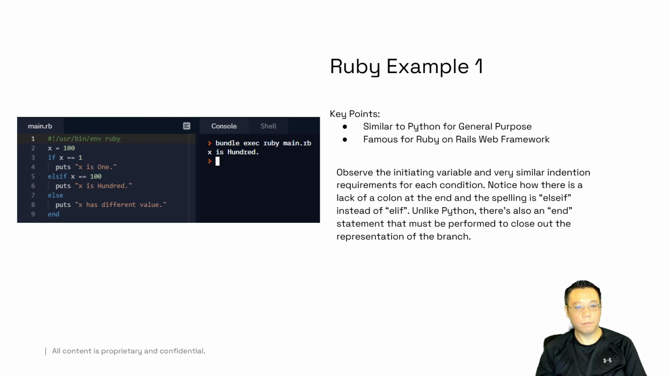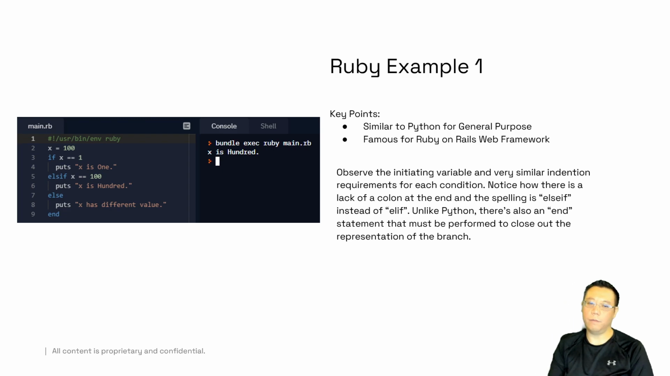X equals 1. Write it to the screen. Elsif that equals 100. Write that to the screen. Else, a different value. Cool. Now, Ruby was cool for its Rails framework, which was made for web, until other ones got popular, like Python's Django. So let's figure out what else is going on here. How can we make the same thing with Python? Should be quite simple.